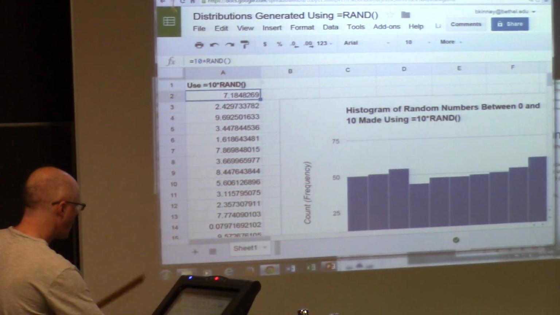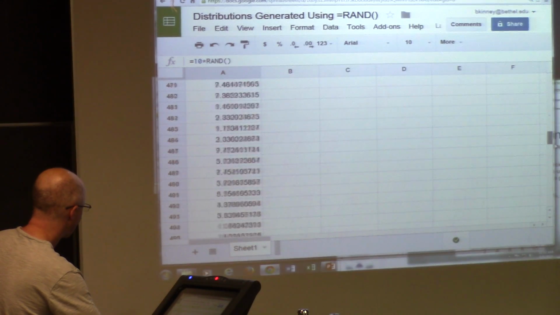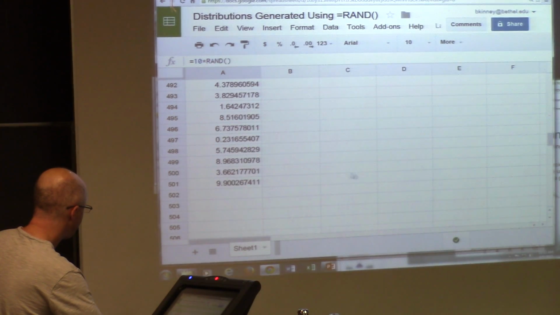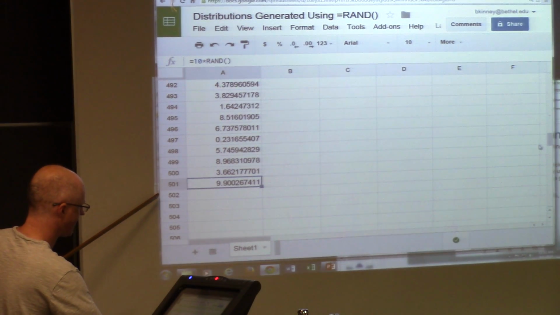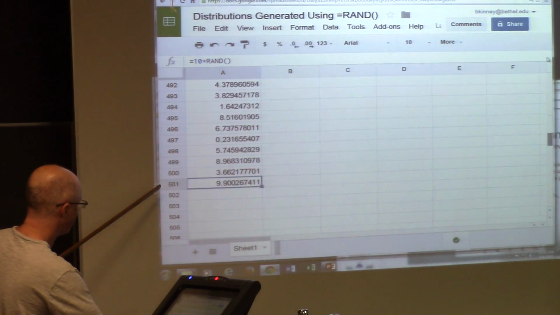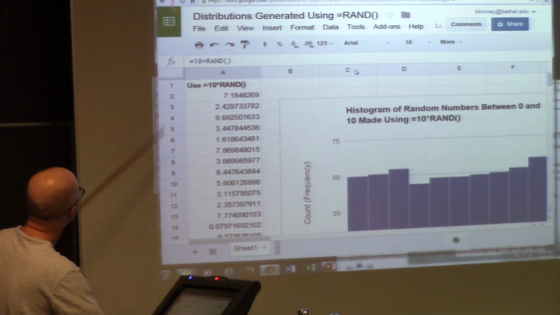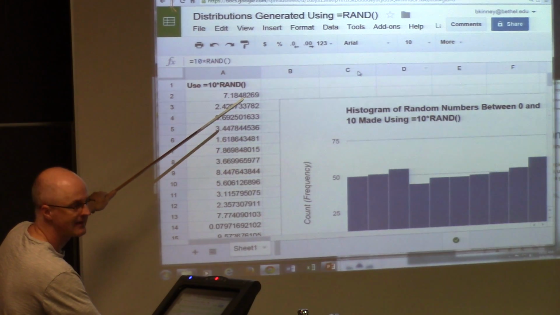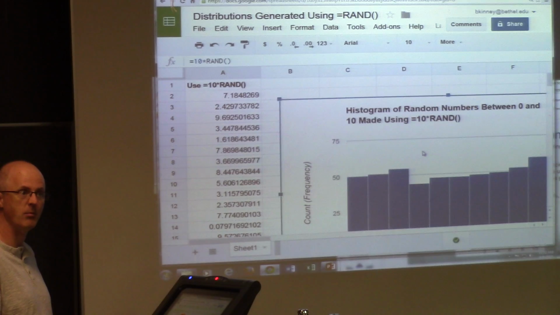How many of these numbers are there? There are 500. That is the 500th number. It's in row 501 because in row 1, I have the column heading, use equals 10 times rand. And I got this graph. That graph is different than the graph I already showed you in the PowerPoint.